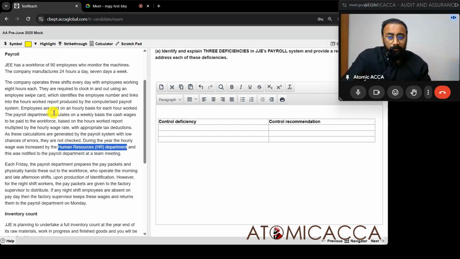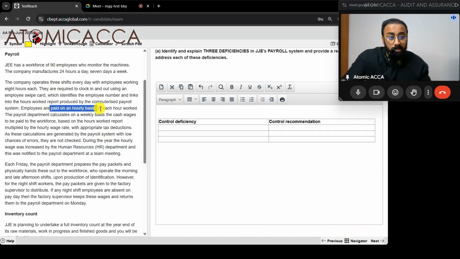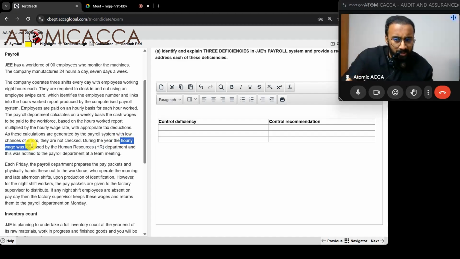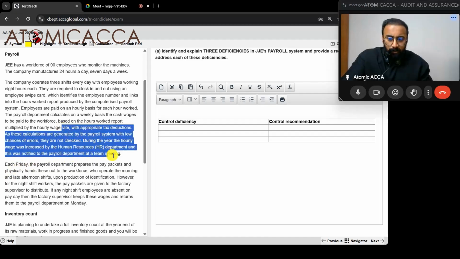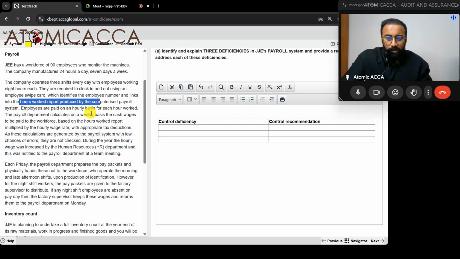And considering that there are 90 employees, shifts are happening 24 hours a day, and all employees are paid on an hourly basis, this means HR is increasing the wage for every employee in the company. So HR doesn't have that right or the access to directly increase the salary. So there's a problem with the job role over here. So this was notified to the payroll department at the team meeting. So here we have found two errors. Over here also there's an error actually, because they said that the employee is swiping in and out.